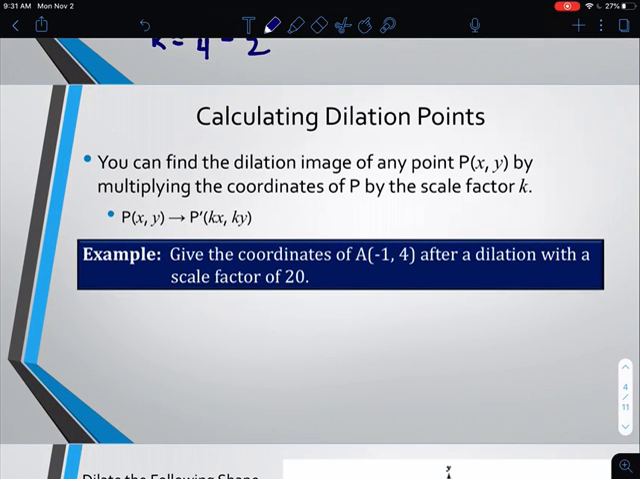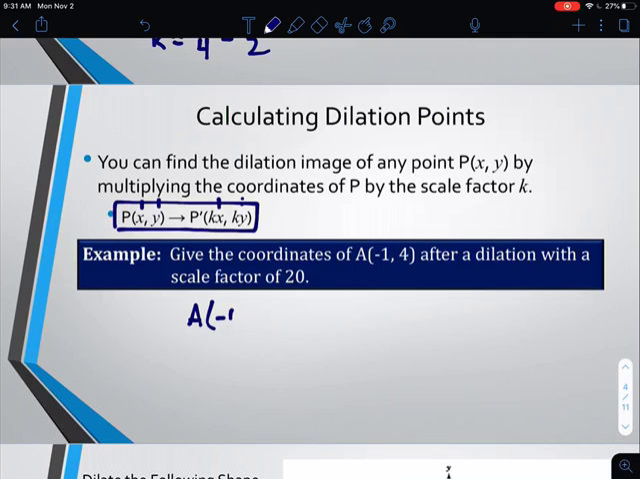When we want to calculate dilation points, it's a matter of just multiplying. If I get a set of points and they say, here's the scale factor, I simply take the scale factor and multiply my original points. So here's what this rule looks like right here. It's just saying take your original X and Y, take whatever the scale factor was and multiply. So take K times X and K times Y.